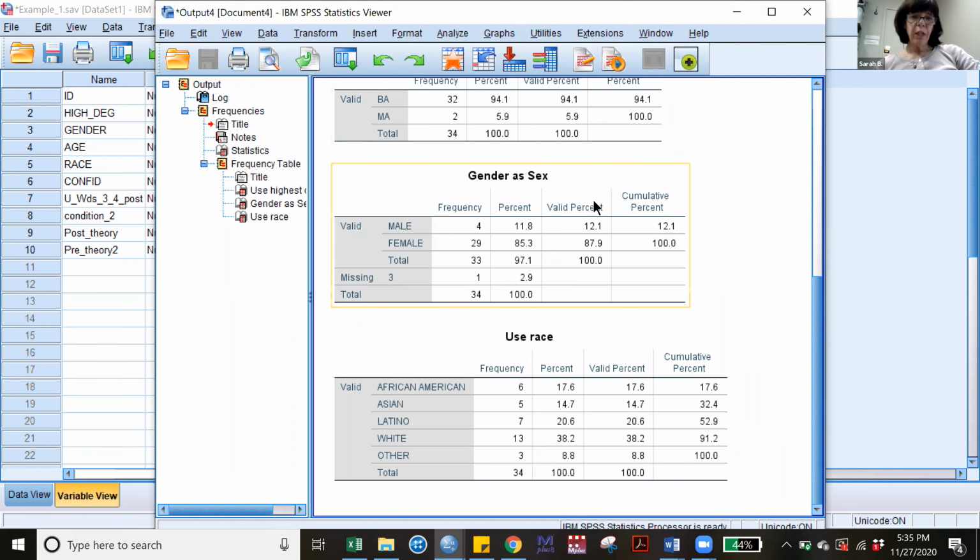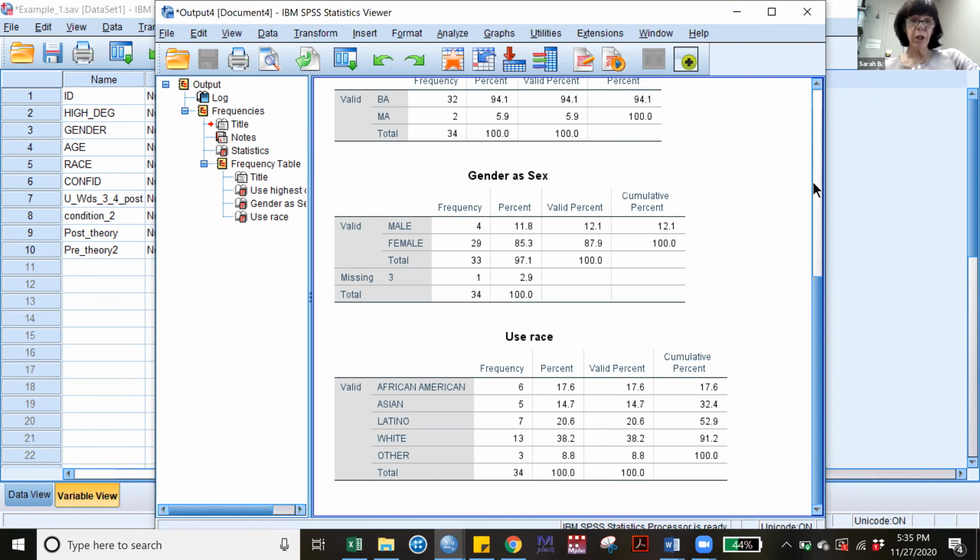The gender, as sex, 1 person, the value 3 was coded as missing. So 1 person did not report. 29 people reported as female, 4 people reported as male. So when there's a missing case, it's better to report the valid percent. And so you would say 88% of the sample reported as female with 1 missing case.